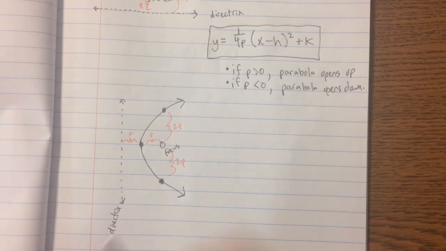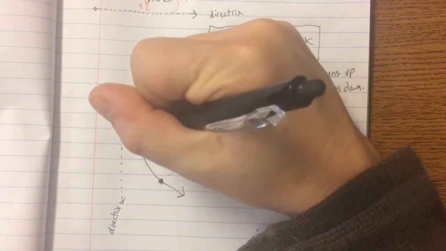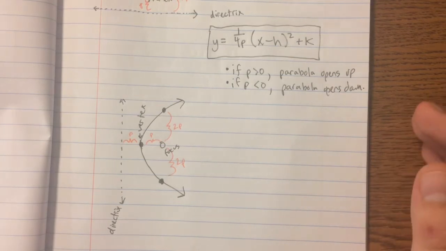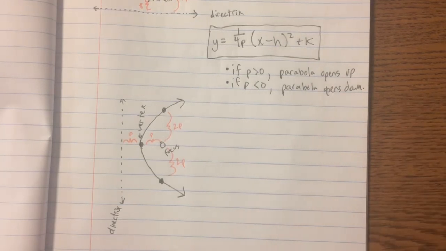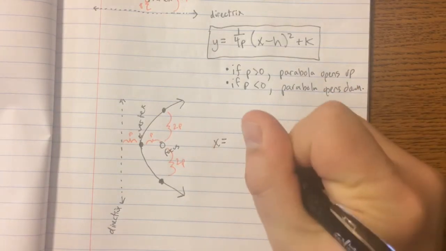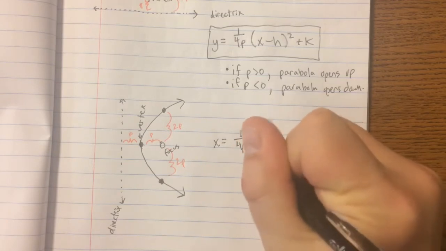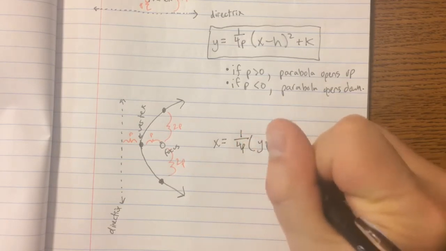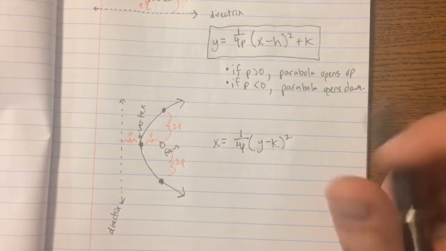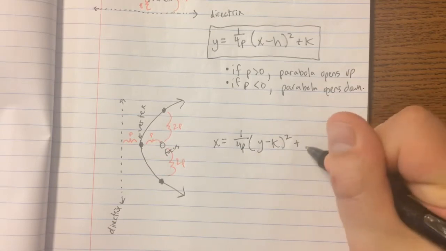What do I not have labeled here? Oh, here's the vertex. So the equation for this kind of parabola that opens to the right or opens to the left is going to look very similar to the other one, except the x and the y stuff is all going to be reversed. So this equation is going to be x equals, instead of y equals, 1 over 4p times y minus k squared. Notice how the k sticks with the y and h sticks with the x, plus h.